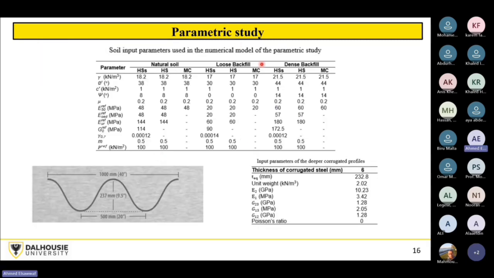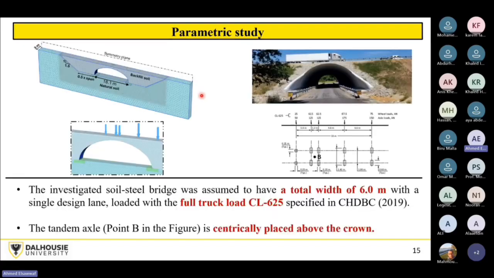Okay, for the parametric study, as you see here, we are not applying any fixed boundaries at the soil arch or at the base of the soil arch. The base is here, the base of the model. So we have here what is called natural soil, or the native soil, and this is the backfill soil.